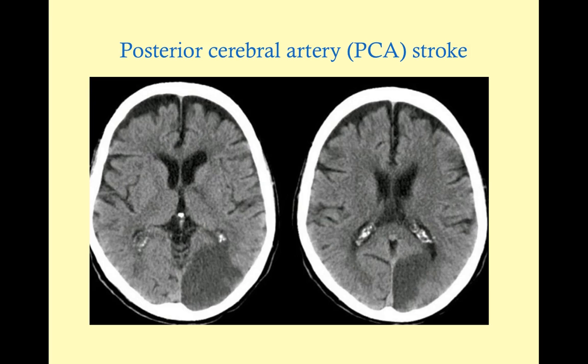Here's a PCA stroke. So you can see we lose our white-gray boundaries on the posterior side of the brain. And this is a left PCA stroke. So this person would have right homonymous hemianopsia.